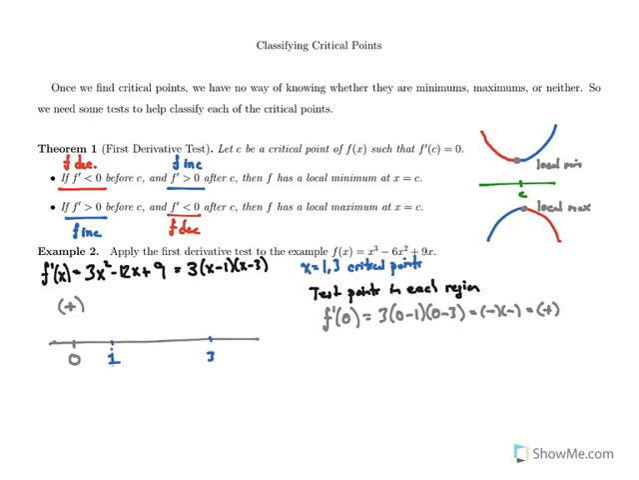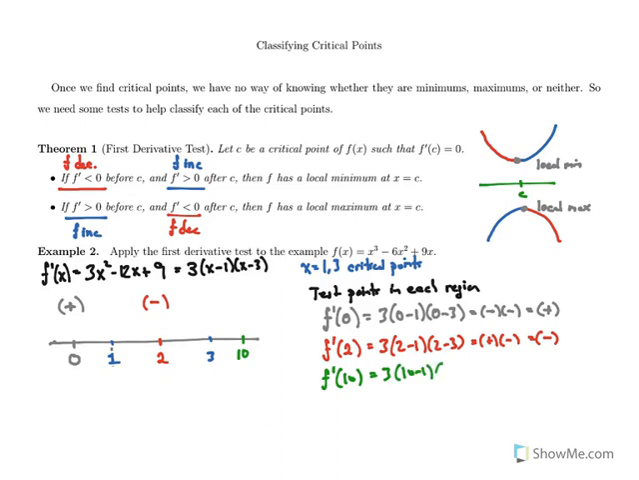Next, let's think about in between 1 and 3. Let's just pick 2. That seems nice. F prime of 2 is going to be 3 times 2 minus 1, 2 minus 3, which is a positive number times a negative number, which is a negative number. I don't even care what the numbers are. All I care about is if it's positive or negative. And then lastly, let's do the third region. Let's pick 10 for no reason, other than it's greater than 3.